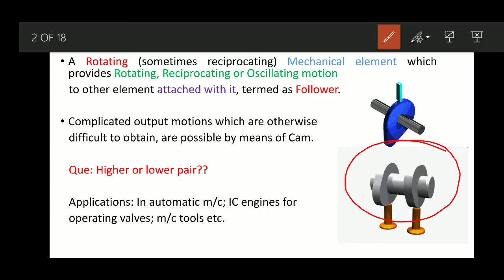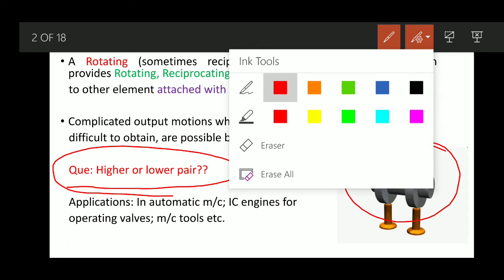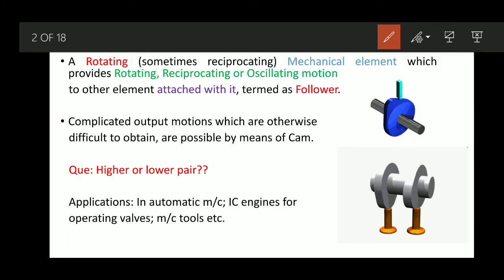Okay, so now the question comes, we have already discussed all those higher pair, lower pair, etc. So now this cam and follower, does it constitute a higher pair or a lower pair? If you can recall what a higher pair is and what a lower pair is, in this particular case you can see that the cam and the follower are definitely in contact.